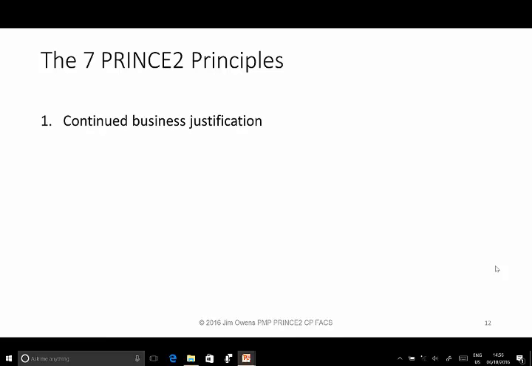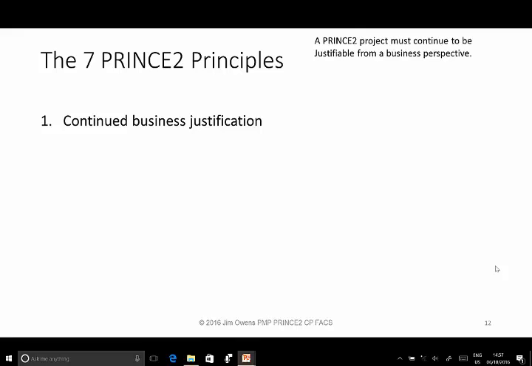Principle number 1, continued business justification. A PRINCE2 project must continue to be justifiable from a business perspective. A project must have documented and approved justification to be started. This information is recorded in the business case, and once started, the business justification must remain valid.